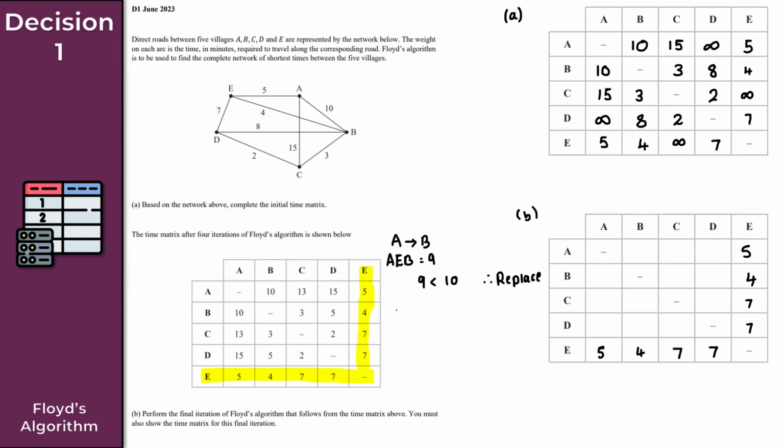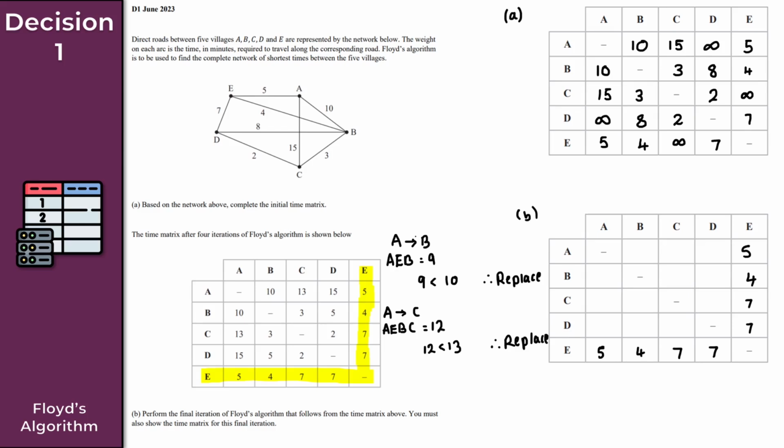So what about A to C here? For A to C, I'm going to go from A to E, then from E to B, and then B to C, right? So A, E, B, C. What's the weight of this? That's 5 plus 4 plus 3. So that's just 9 plus 3, which gives us 12. Now, is 12 less than this value here? Clearly 12 is less than 13. And again, because it's less than this value here, we replace it.